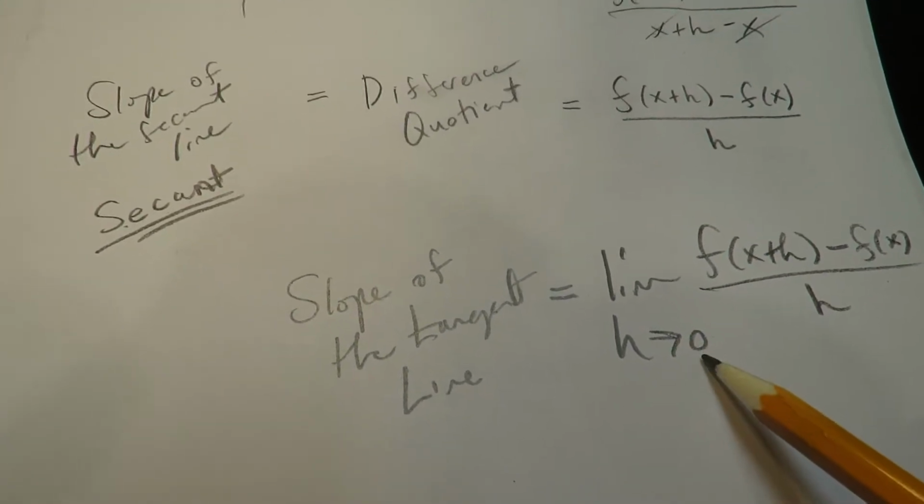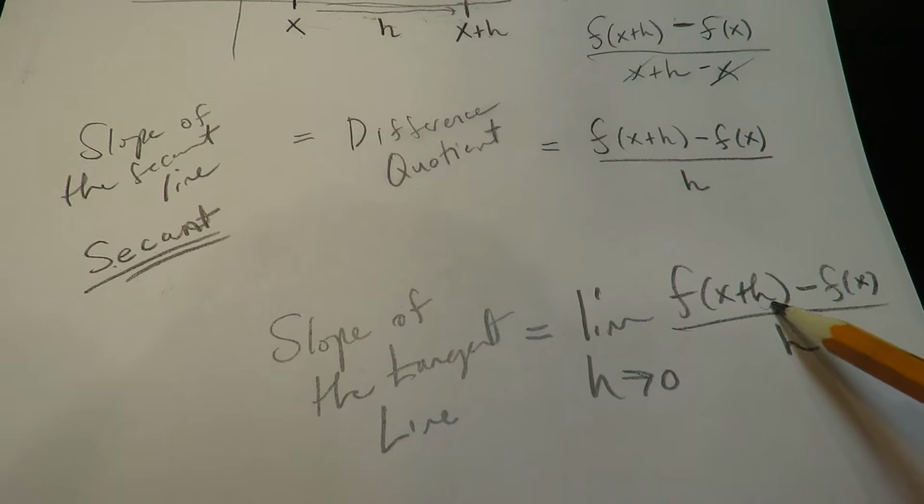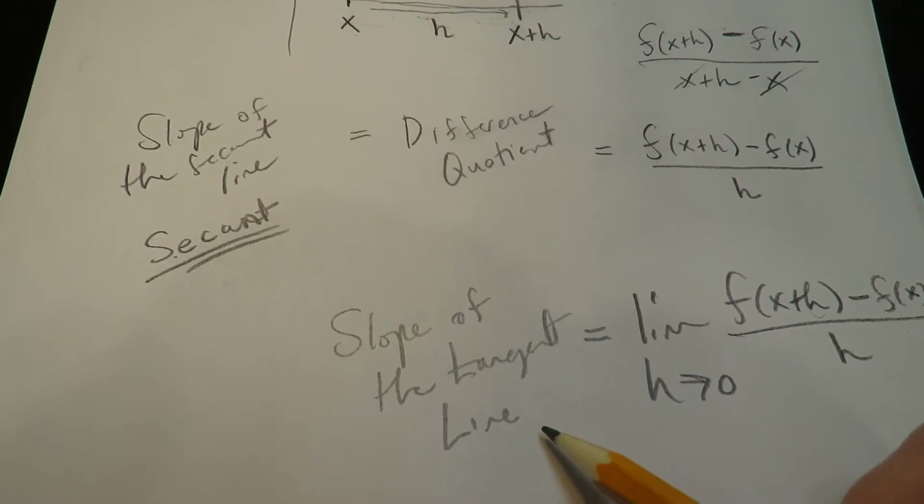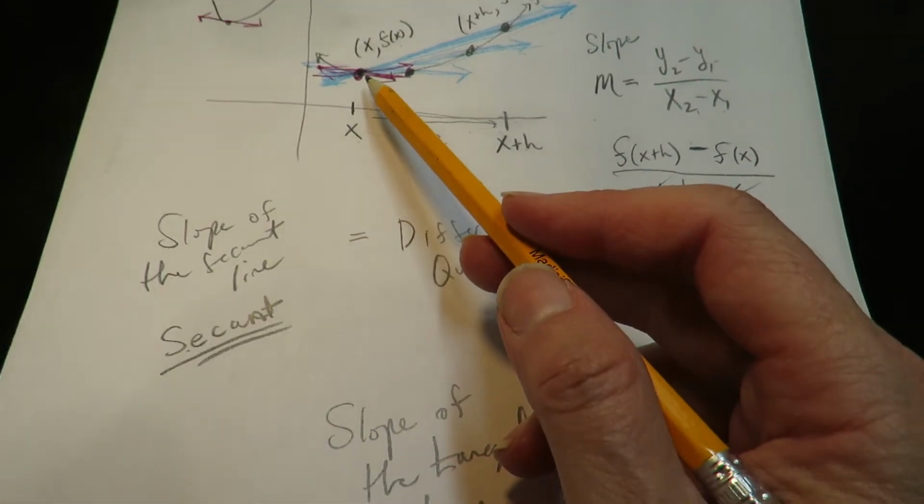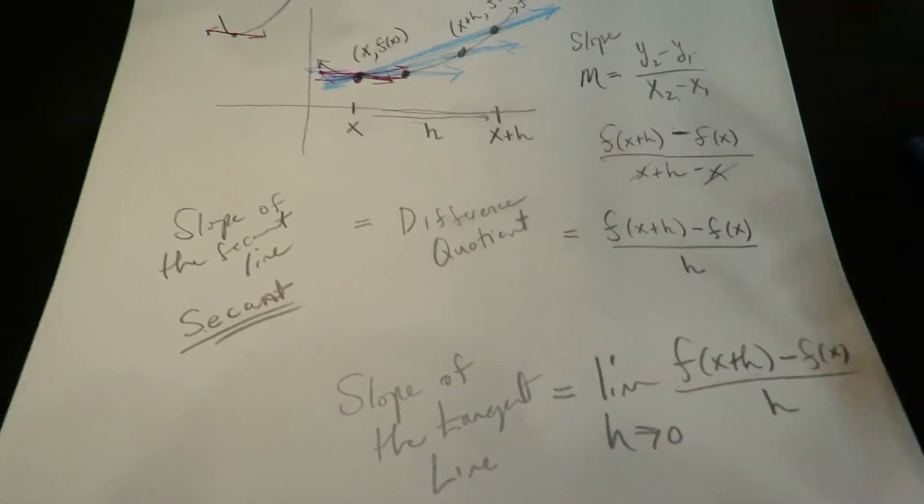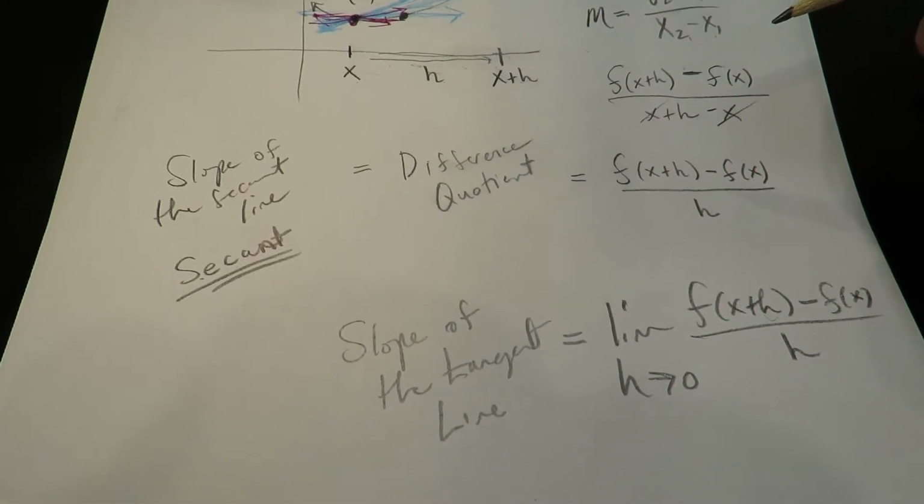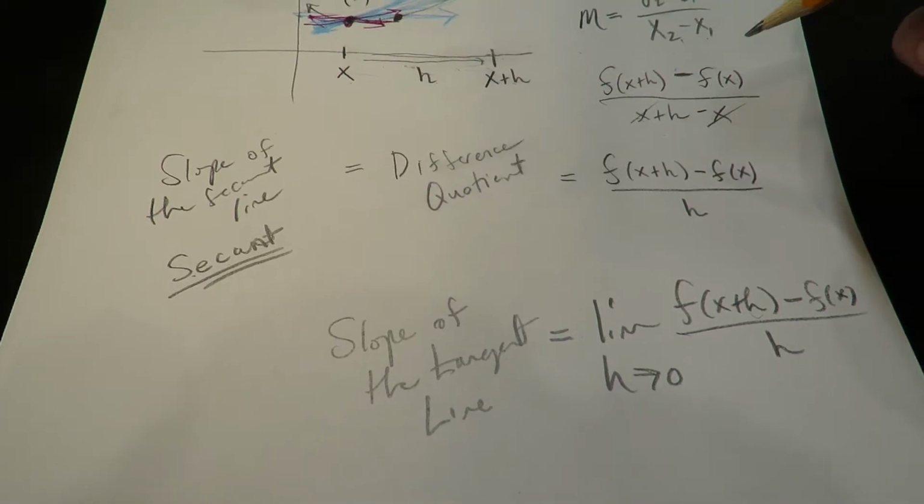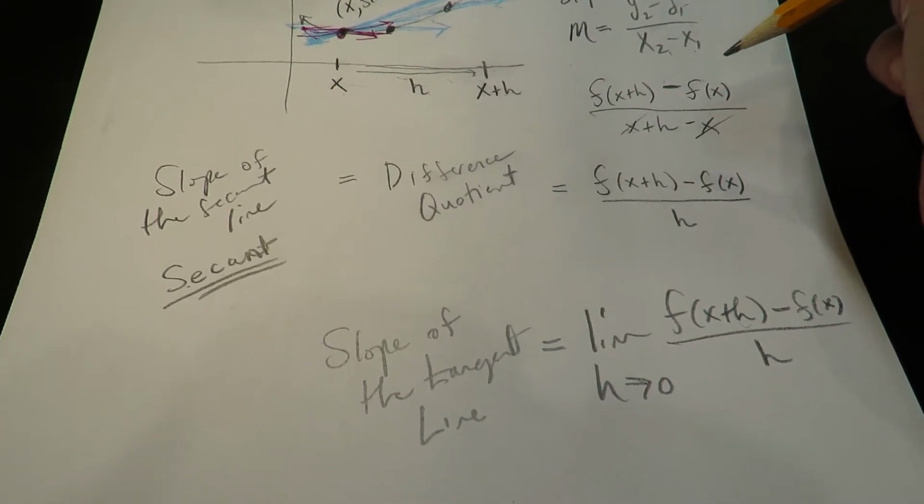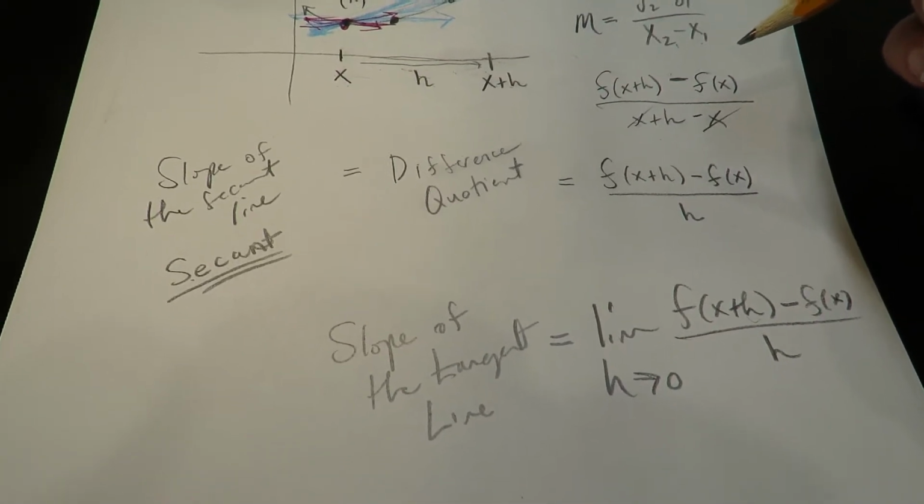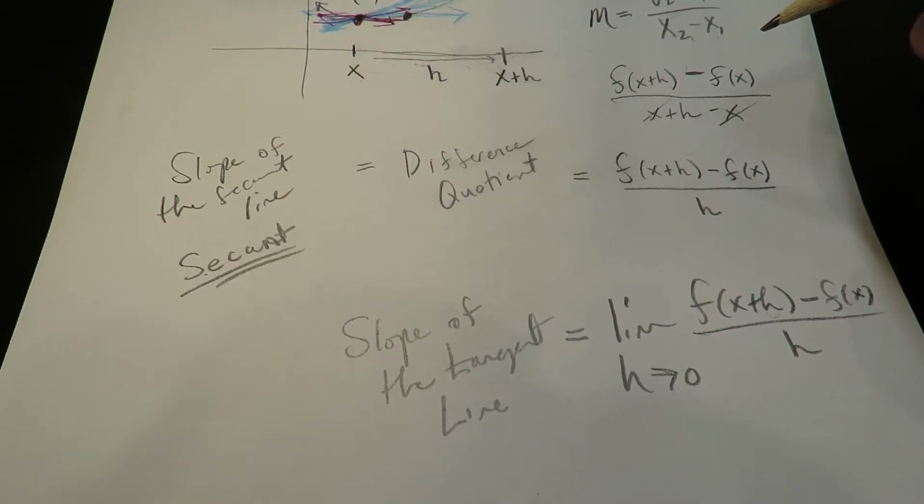So as you let h go to 0 of the difference quotient, that's what we call the slope of the tangent line. You're only touching it at one point. That is an extremely powerful concept. It's almost hard to say that in words or to express it enough in words.